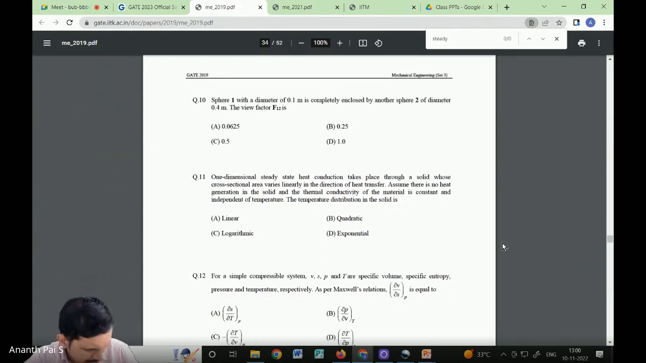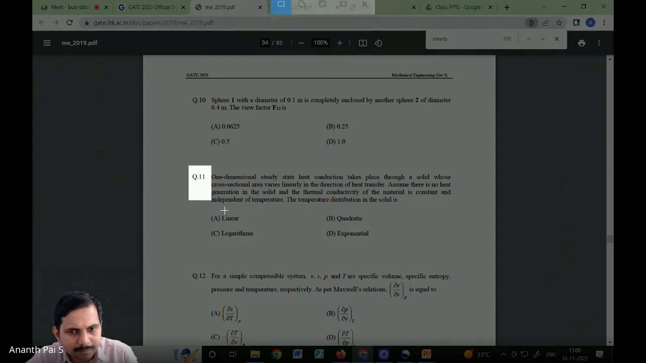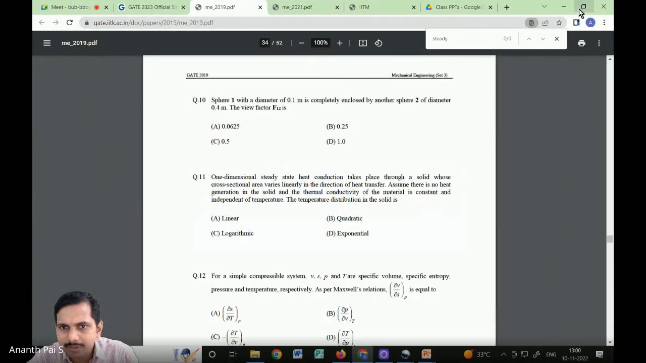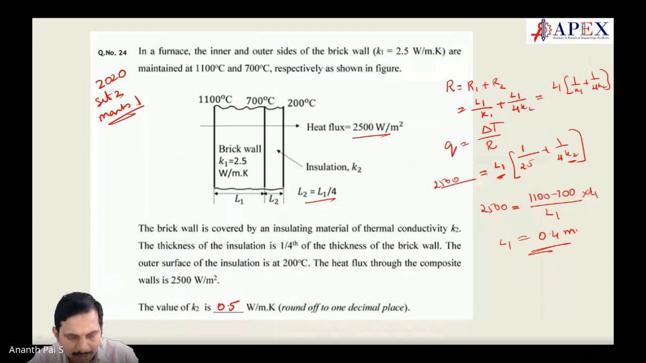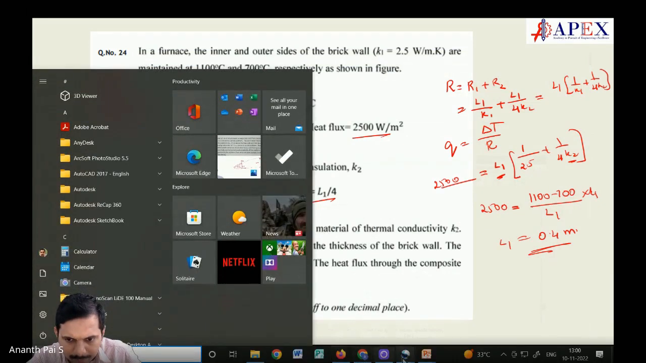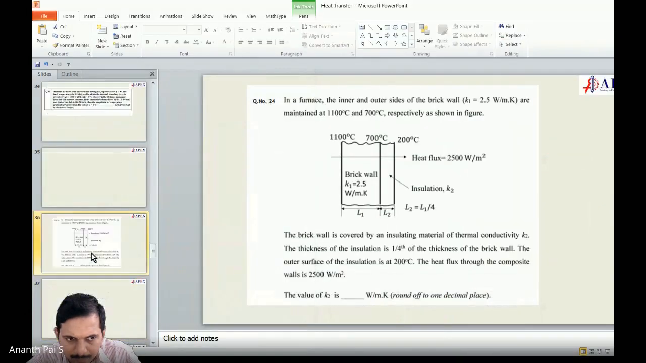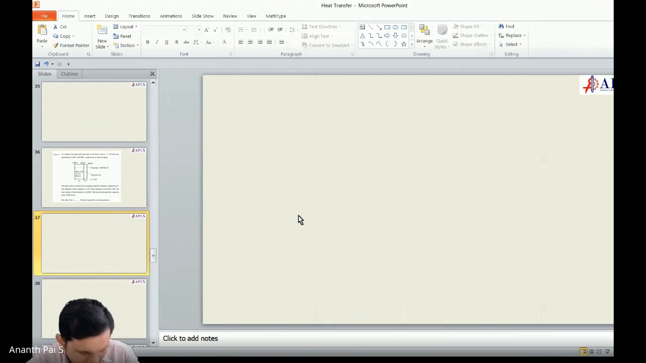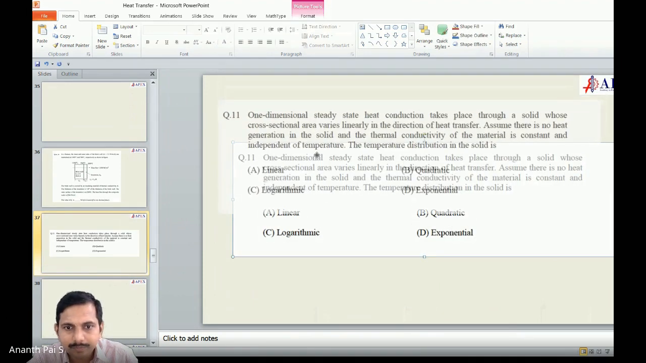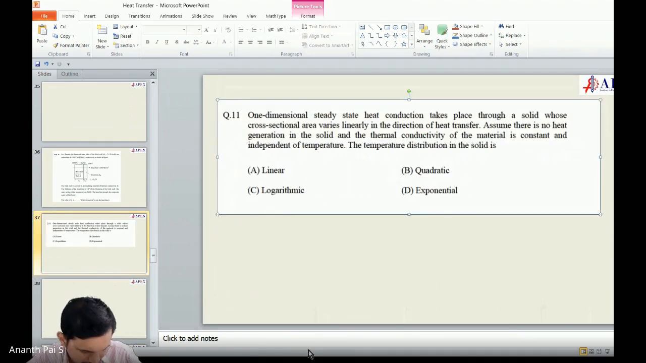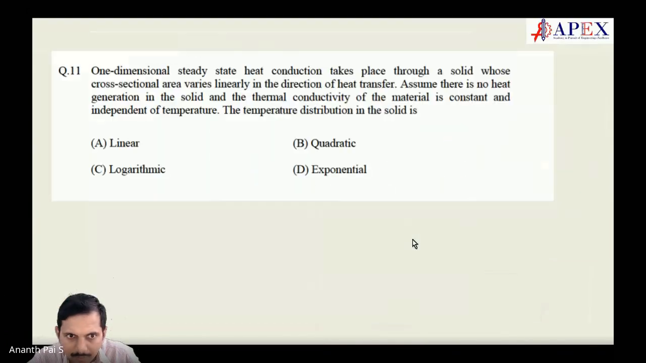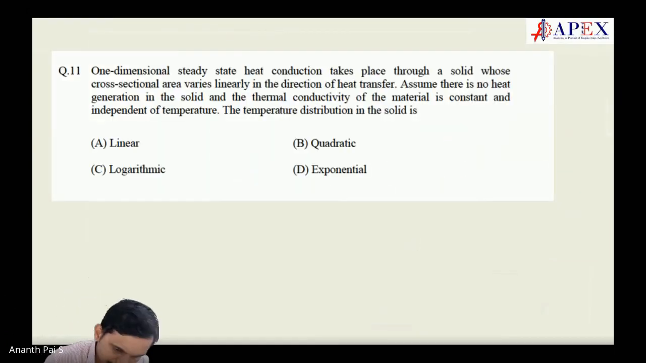Yeah. Can you tell me the answer for this question, students? You can write this question also. 2019 set 2. So this is from 2019 set 2, 1 mark.